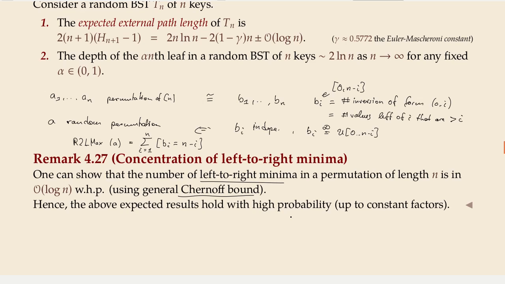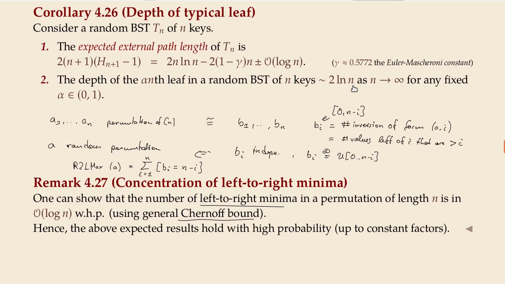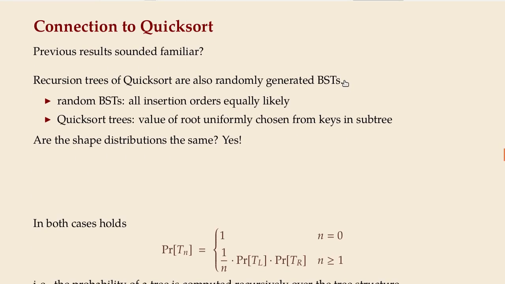So just to give you this hint, because these are independent indicator random variables, you can do something like Chernoff, and that means that you're pretty concentrated. So what that means for these expected results that we've shown about the depth is that they're not only true in expectation, but actually the depth of any leaf is with very high probability within a constant factor of this. So the depth is logarithmic with high probability. And all this might sound a bit familiar to you, the numbers 2n log n and this high probability depth and so on.